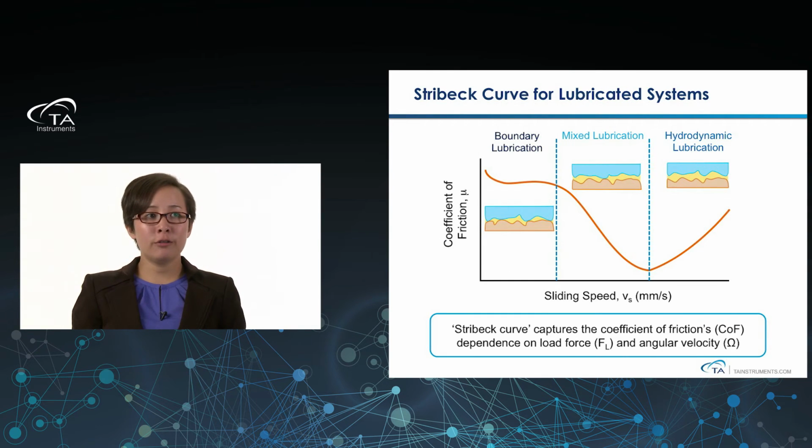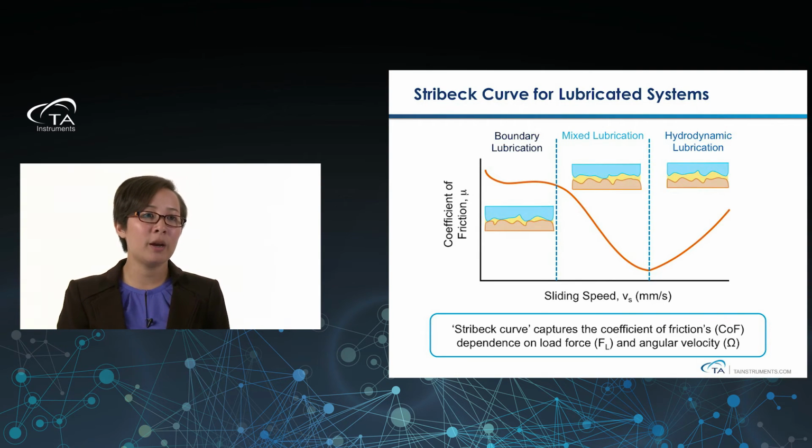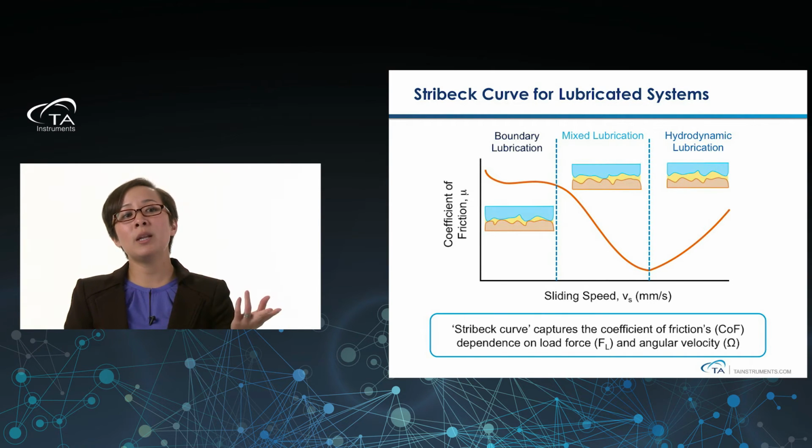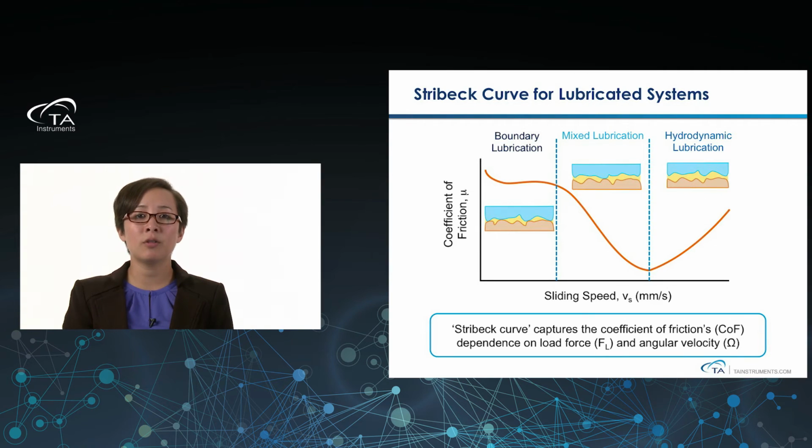So when we look at a Stribeck curve for a lubricated system, again, coefficient of friction on the y-axis, sliding speed on the x-axis, you'll see that some Stribeck curves tend to look a lot like this diagram here. You can see there are three very distinct regimes: the boundary lubrication, the mixed lubrication, and then the hydrodynamic lubrication, which we'll go into in a little bit. The benefit of the Stribeck curve is that it captures the coefficient of friction's dependence on load force and angular velocity. One of these tests you can perform by increasing the angular velocity at a constant load force, and you could repeat this test at different load forces to see how the load force shifts your Stribeck curve.